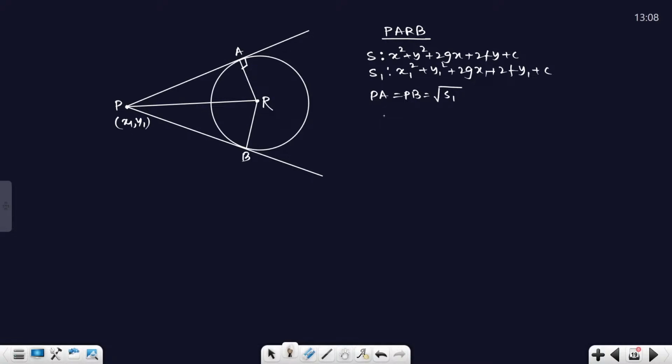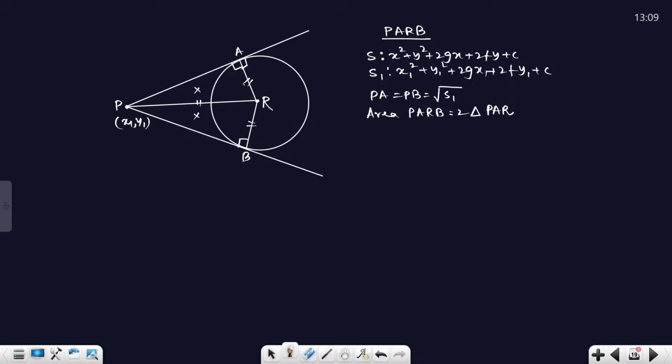We have to find out the area of the quadrilateral PARB, which is the same as twice the area of the triangle PAR, because these two triangles are congruent. This is 90, this is 90, this side is equal to this side, and this is the common side. So these two triangles are congruent, hence their areas are also equal. Therefore, the area of the quadrilateral PARB is twice the area of the triangle PAR.